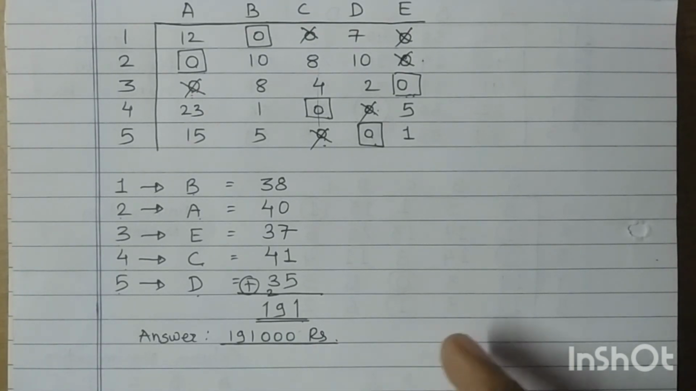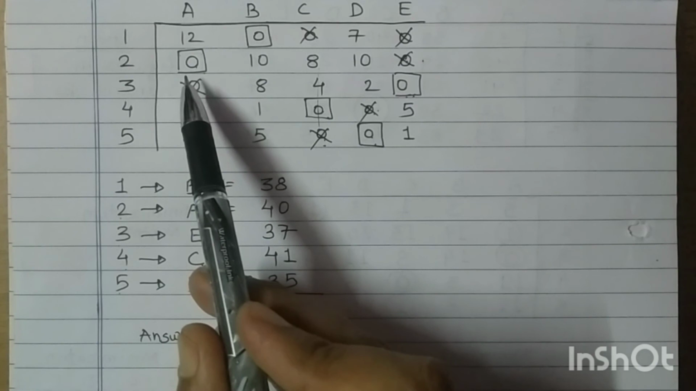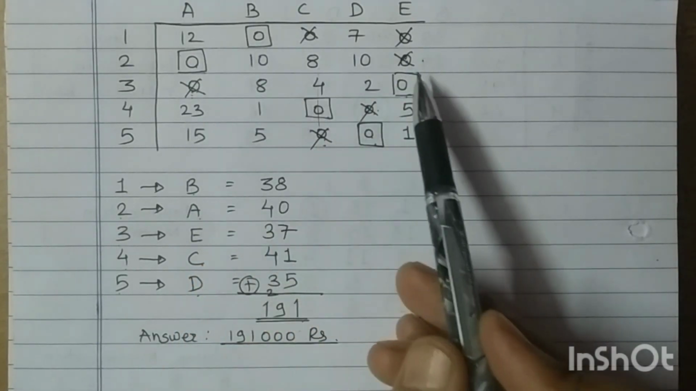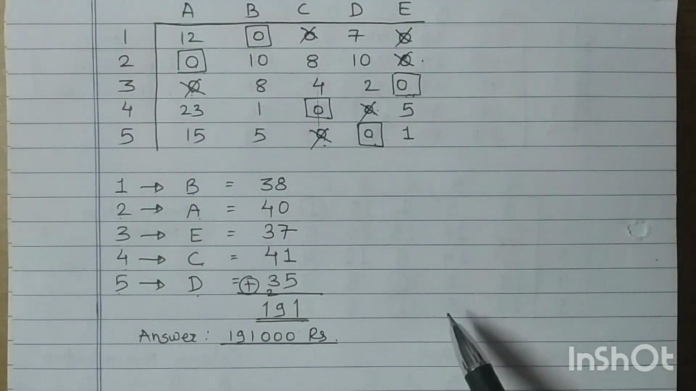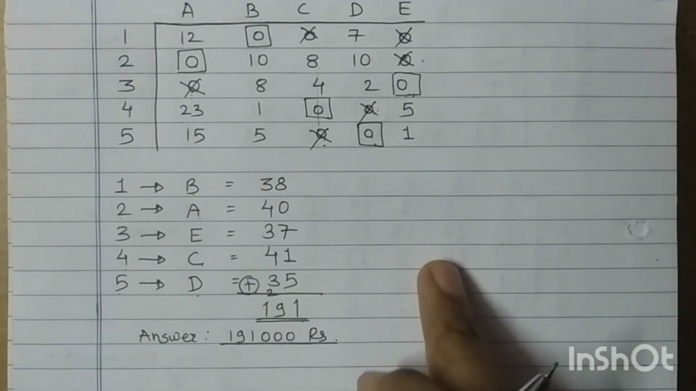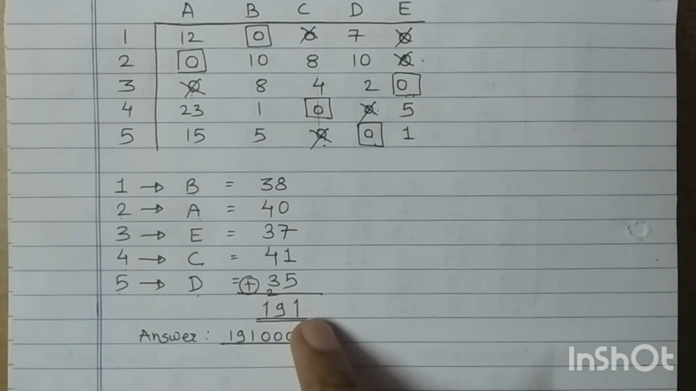Similarly, you can try another version. Instead of selecting this zero first, you can select another zero like this and you will get another version. So try to solve this problem and you will finally get the same result. The assignment will be different, but the final answer will be 191 only. Okay, you can check it out.